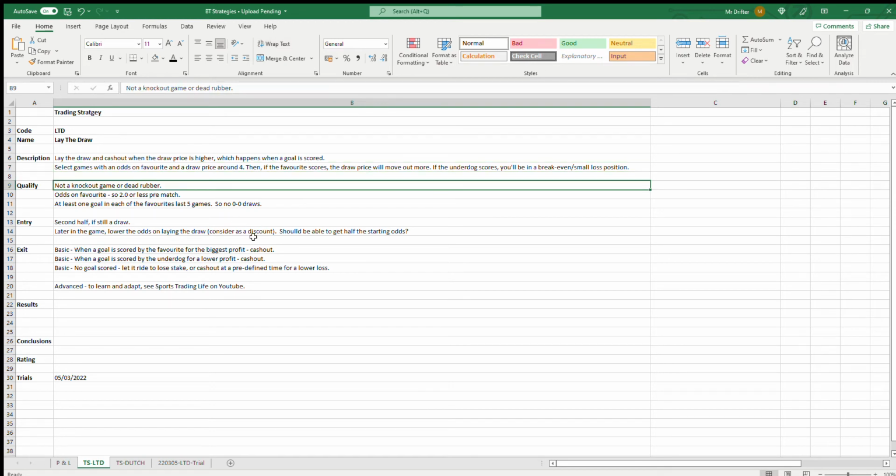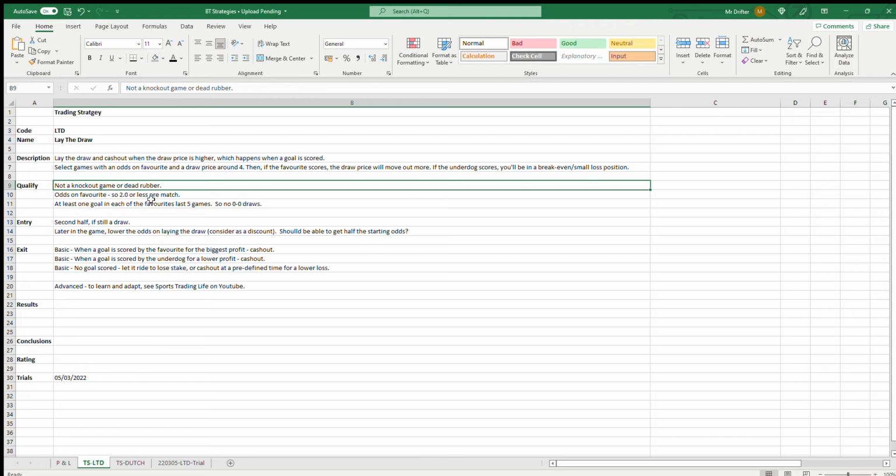So the first thing I'm looking at is qualifying criteria, and this is the criteria I'm going for. I've already mentioned one of them, but the first thing to look at is to make sure it's not a knockout game or a dead rubber. By that I mean a knockout game would be a cup game. The reason being is some teams just park the bus and aim for the draw, and want to go to extra time and try and win on penalties. There's no incentive or emphasis on winning the game, going forward and attacking and scoring goals.